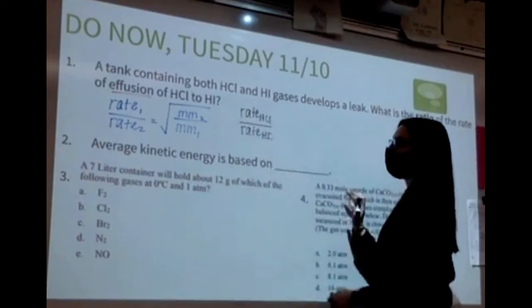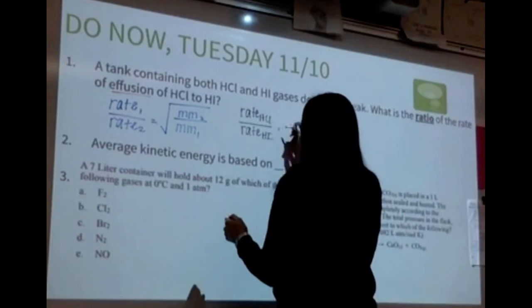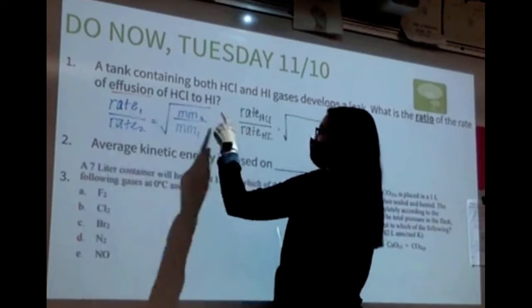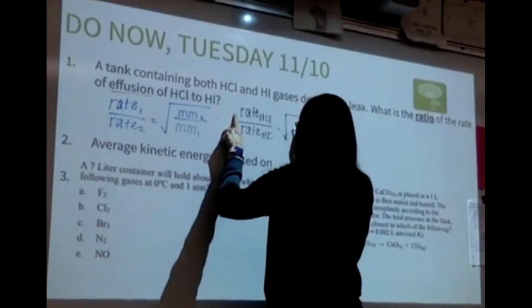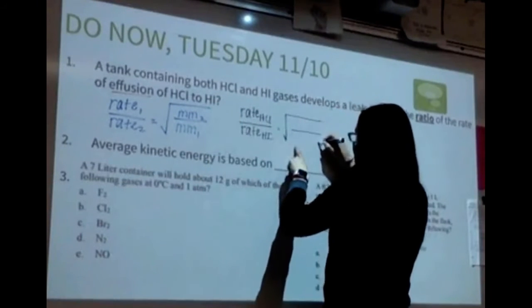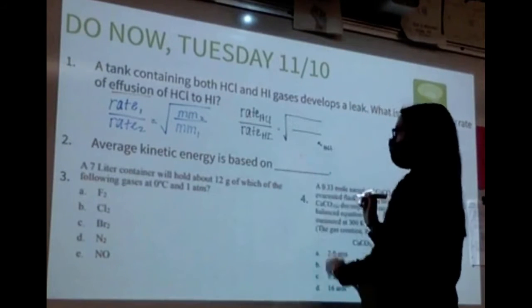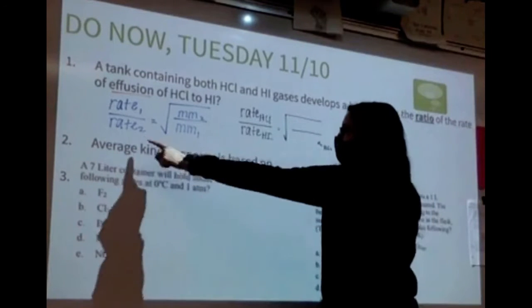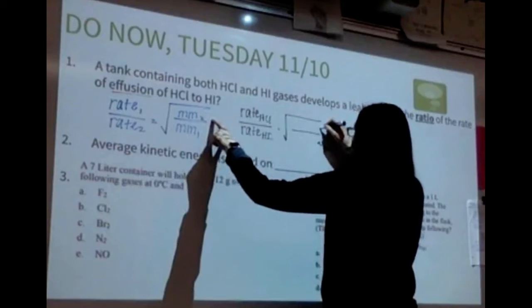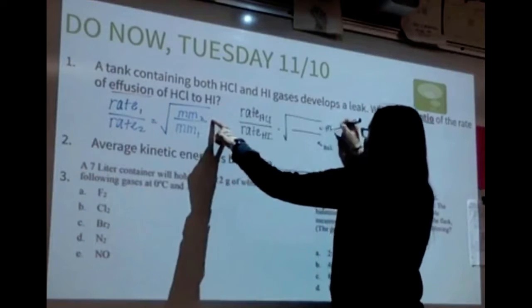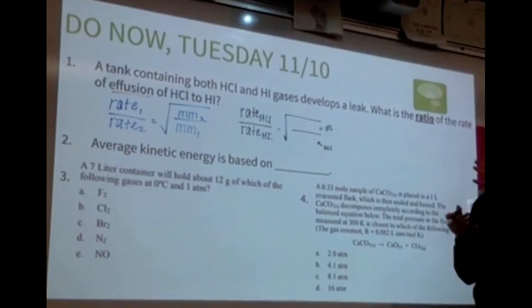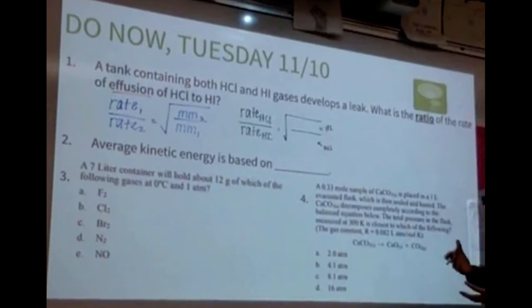Just based on the wording of the problem, it wants the rate of HCl to HI. So this is what our ratio will look like, which means HCl is on the top on this side. So the molar mass of HCl will be on the bottom when we look at molar masses. And HI is gas 2. So the molar mass of HI will be on the top. Because they're the same units, they're both molar masses, you do not have to do any conversions.